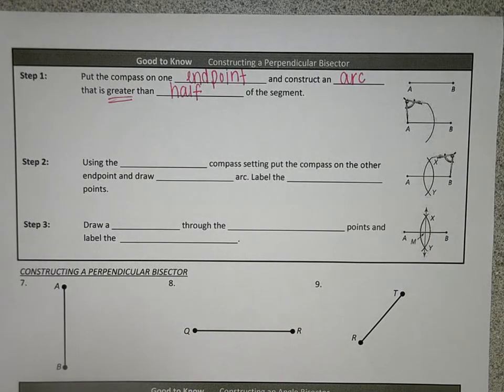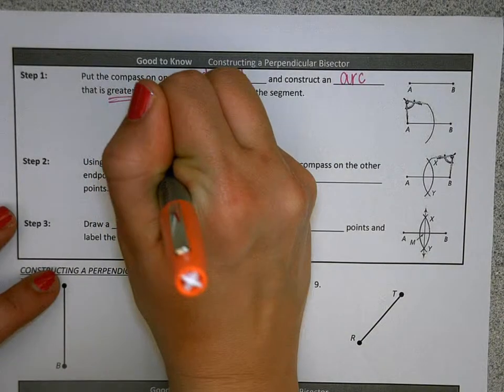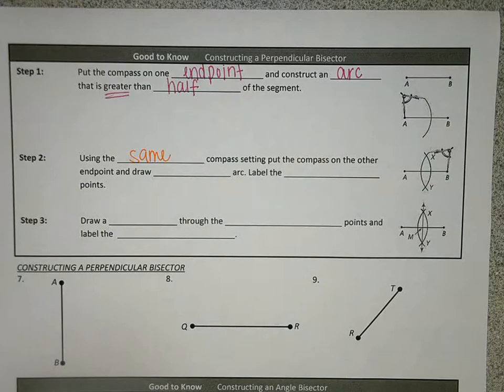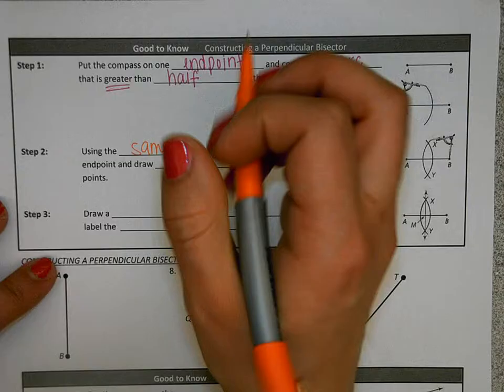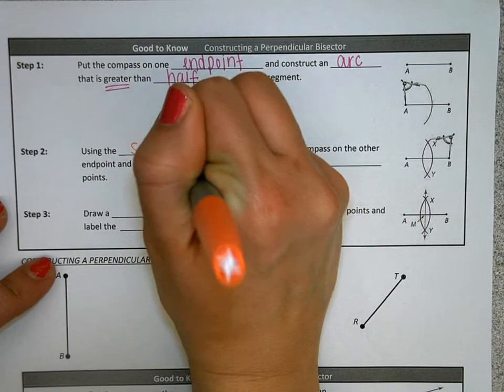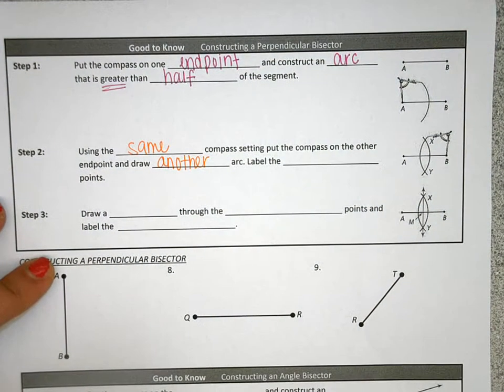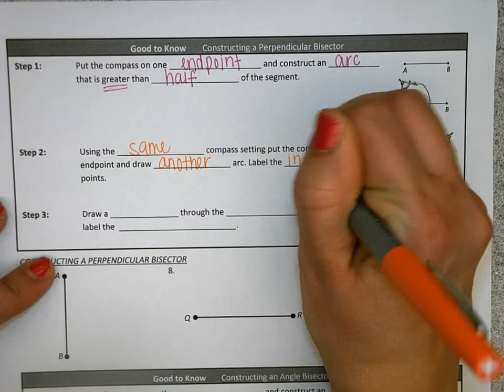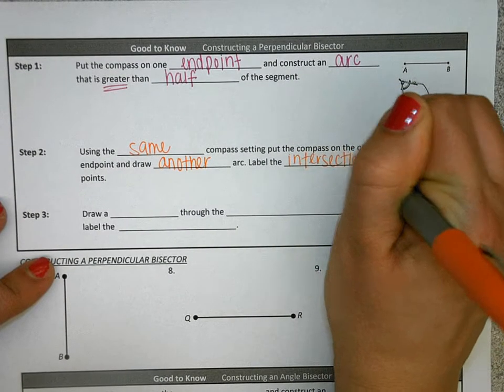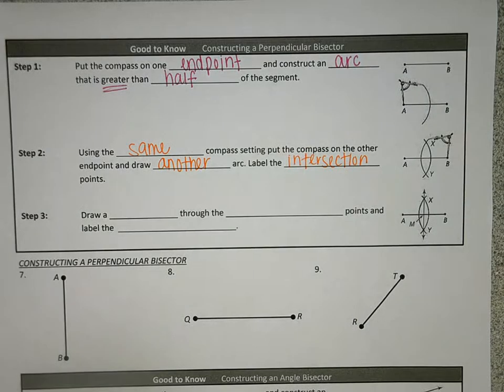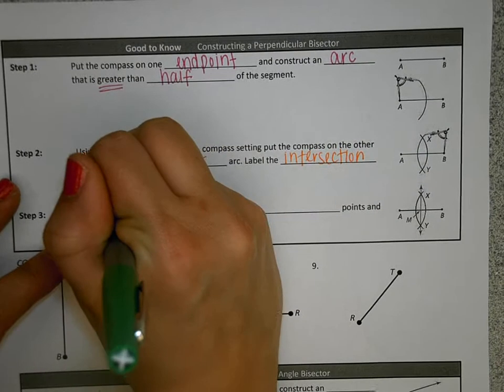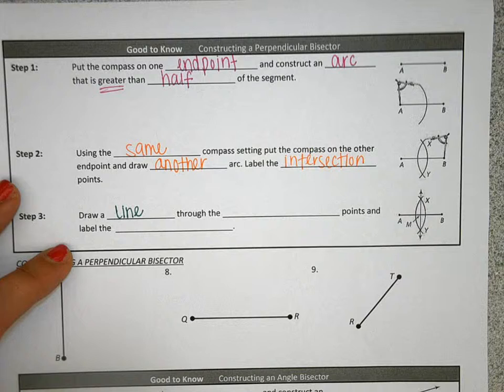So it has to go past the midpoint. And that's all we're doing. And then using the same compass setting, you're going to use the other endpoint to draw another intersection, and you're going to label the intersection points. This time, instead of drawing a ray, you're going to draw a line through the intersection points and label the midpoint.